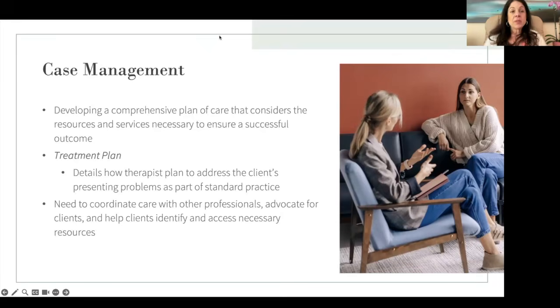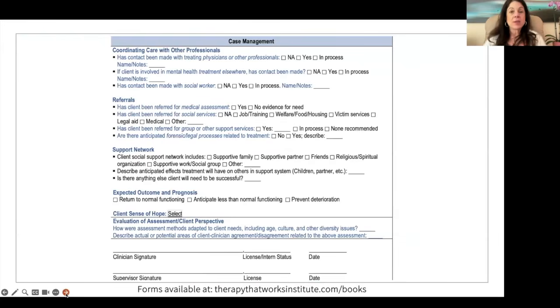So you'll have case management here. There is treatment planning that is often involved in referring, getting people connected with these services and coordinating with other professionals. So here's an example of how you can document some case management. All of this is in the same form.